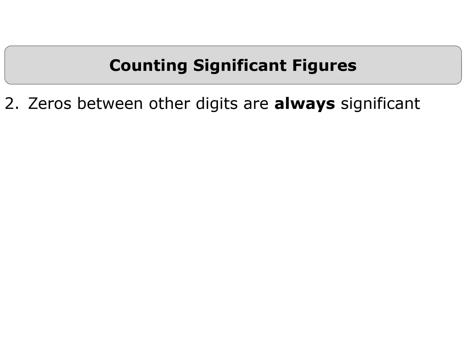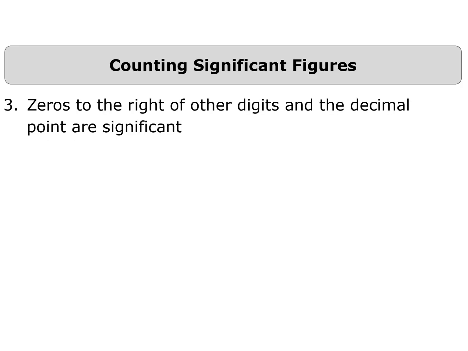Zeros between other digits are always significant. So here the zeros between 8 and 7 are significant. So here we would have 5 significant digits. This zero here would not be significant because it is not between other non-zero numbers. So here we would just have 4 significant digits.